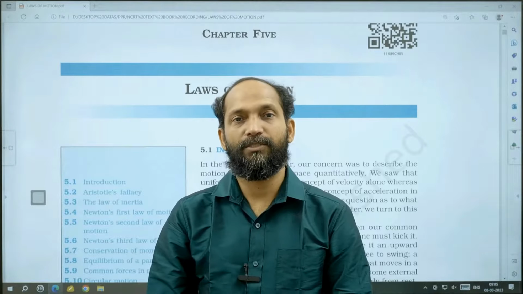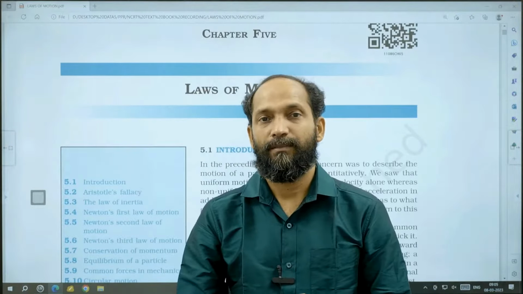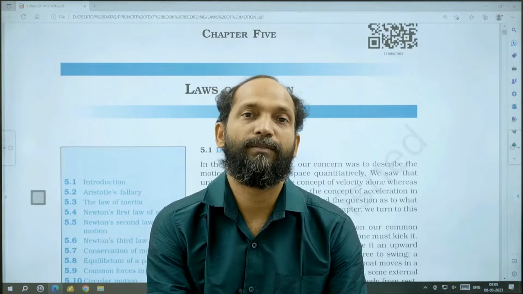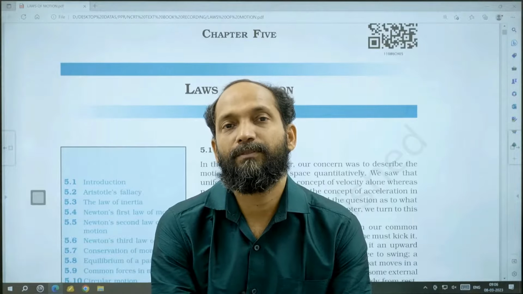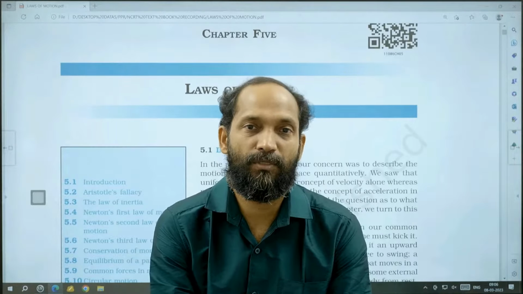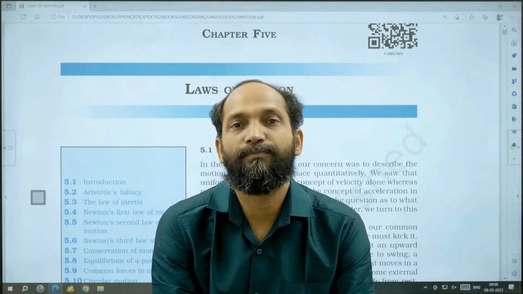Then applications of all this, including banked road, motion on banked road. There are lots of things. So we have a quick revision based on all this. First, we start with Newton's first law.